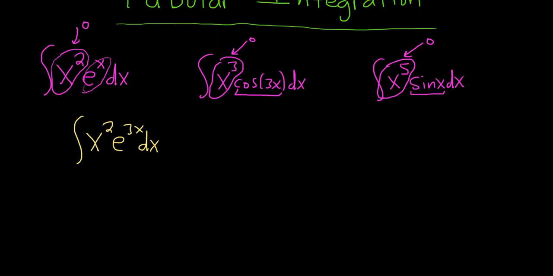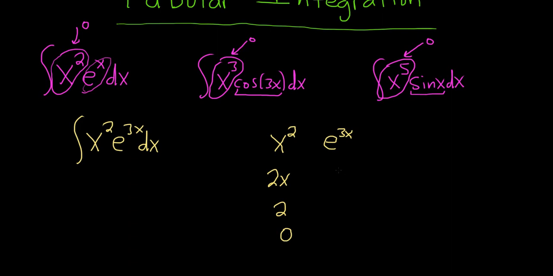Okay, so to use tabular, you first write down the piece you're going to differentiate. I'll write it here, x squared. Then over here, we write down the piece we're going to integrate, e to the 3x. Then you just start differentiating. The derivative of x squared is 2x, so you write it below it. Then the derivative of 2x is 2, and the derivative of 2 is 0. Boom. You write down the one you're going to differentiate, and then you just do it.